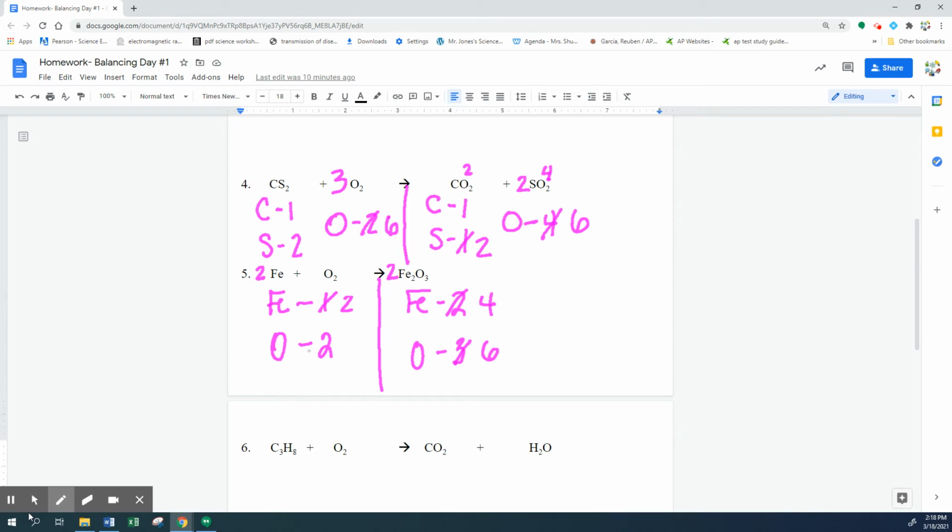So I need to get my oxygen to 6 on my reactant side. I'm going to multiply by a coefficient of 3. That fixes my oxygen, but now I need to readjust my iron. So that's 4. Instead of this 2 here, I need a 4 as a coefficient. That will change that iron to 4. Everything balances. 4, 6, 4, 6.